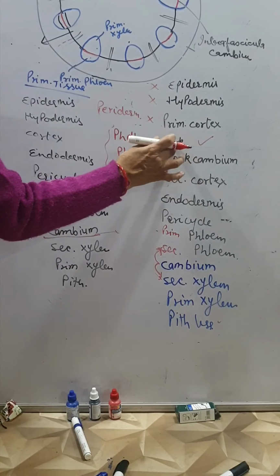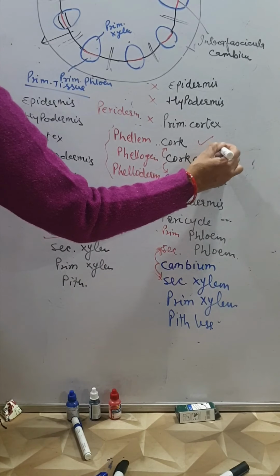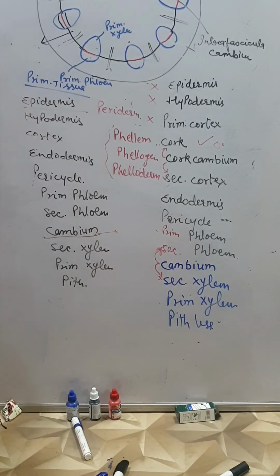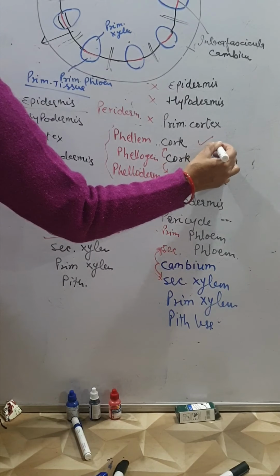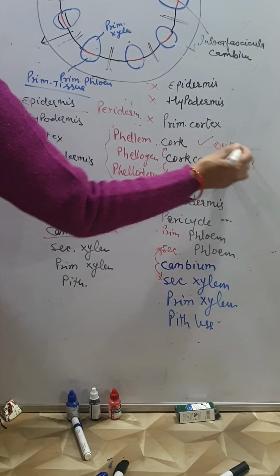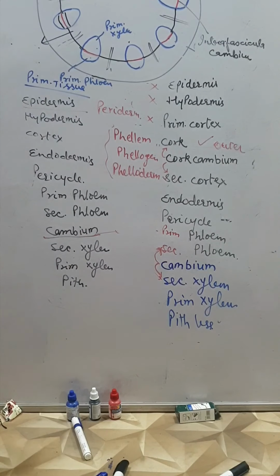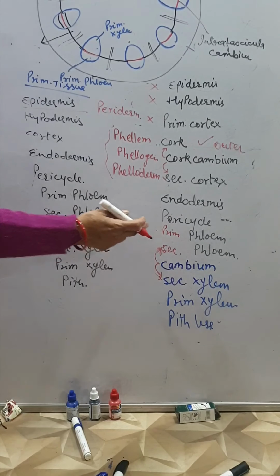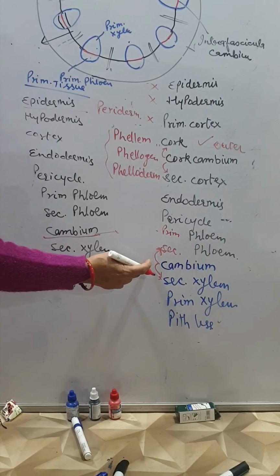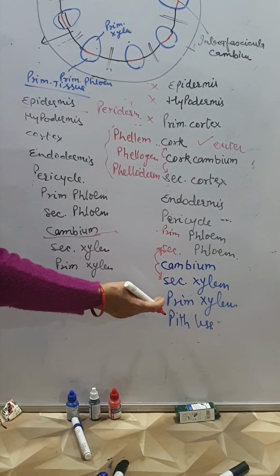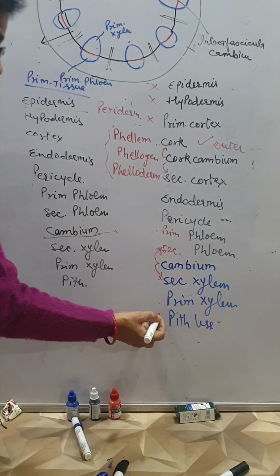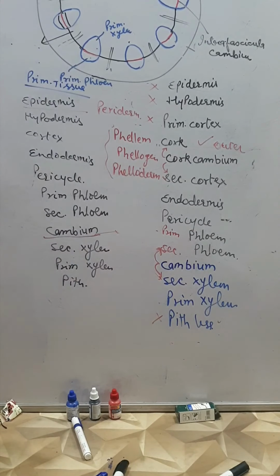Now the cork is the outer layer. Previously in the primary tissue, the epidermis was the outer layer. Now the outer layer is cork. Then the endodermis, pericycle, primary phloem, secondary phloem, cambium, secondary xylem, primary xylem, and the pith is lost or reduced later, so no pith is there.